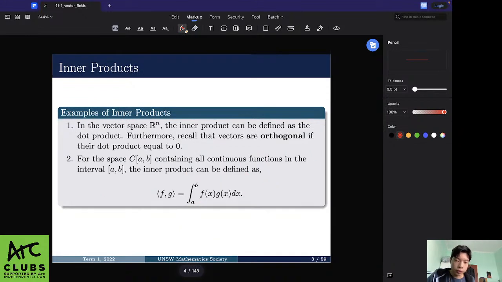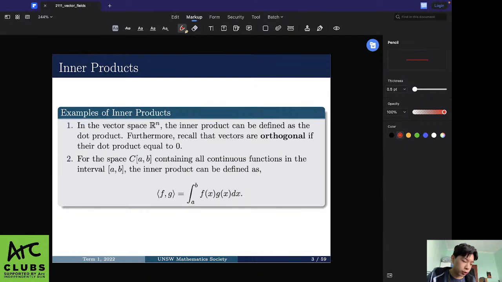Now, we can also use this kind of logic in the inner product for functions. So generally we'll be working with continuous functions defined from A to B, where A to B is a domain. And so C[a,b] represents the space of every single continuous function on the interval A to B. So if we have two functions, f and g, the inner product of these two functions is the integral from a to b of f times g.